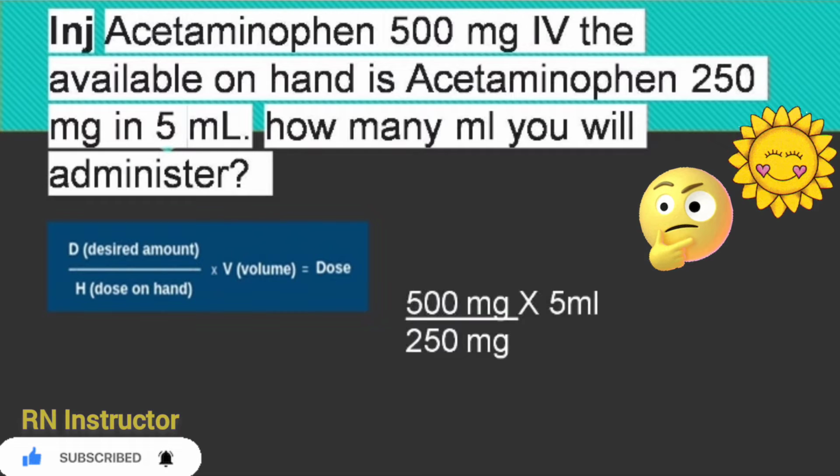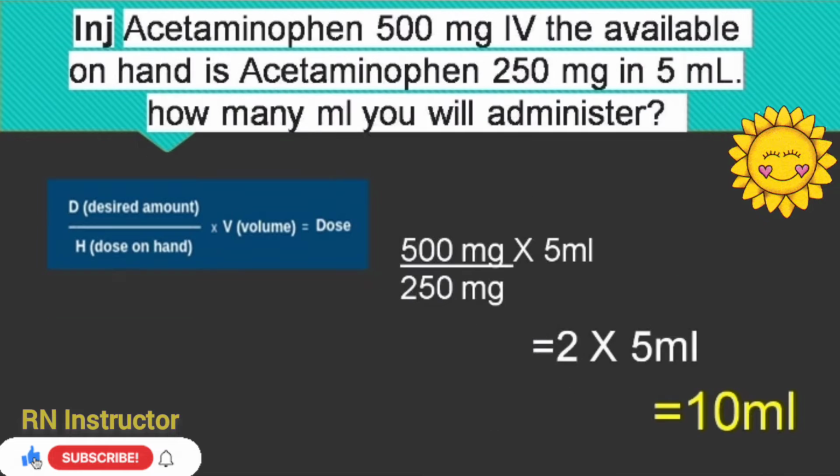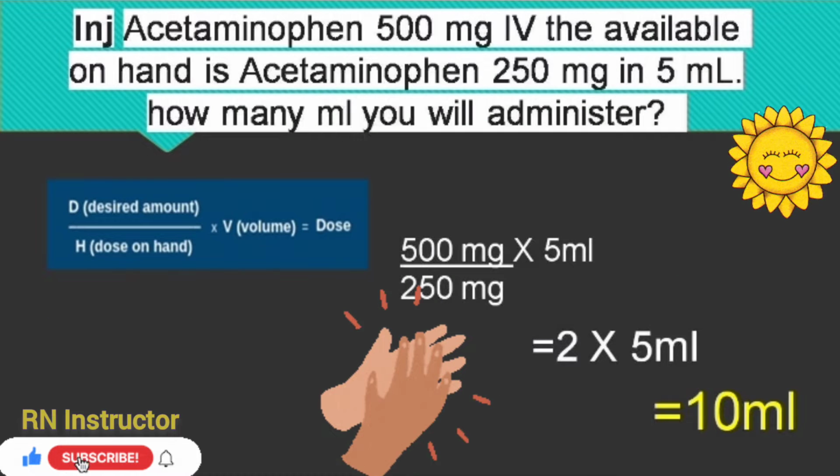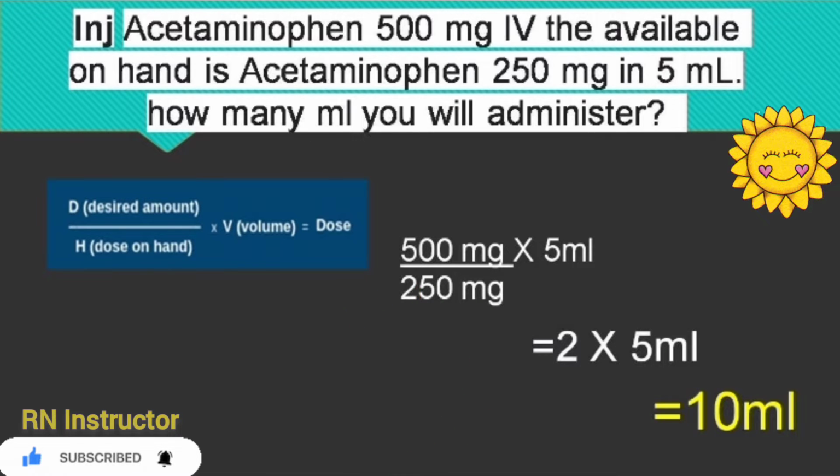So by applying your basic formula, the doctor's order is 500 mg, the desired dose, and the stock in hand is 250 mg, that divided and multiplied by your 5 ml. Then when you do the calculations, you will get 2 multiplied by 5 ml and the answer is 10 ml. I guess this is very clear for you guys. So let's continue to the next question.